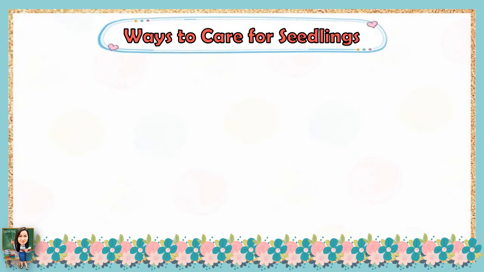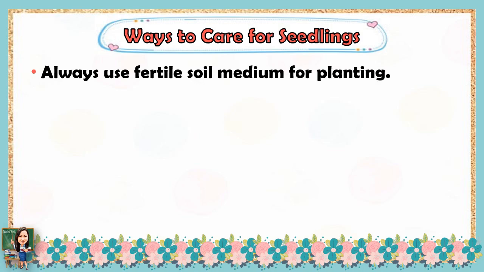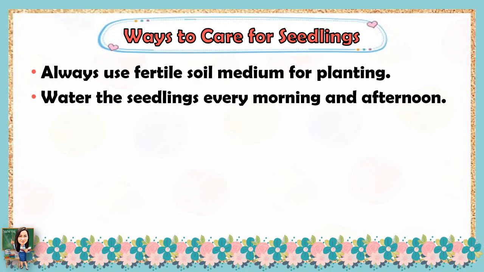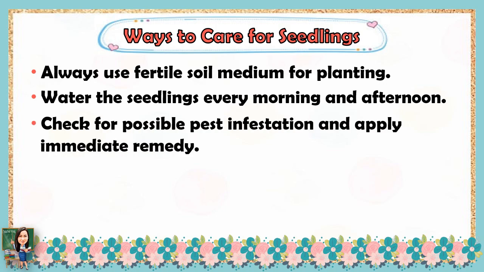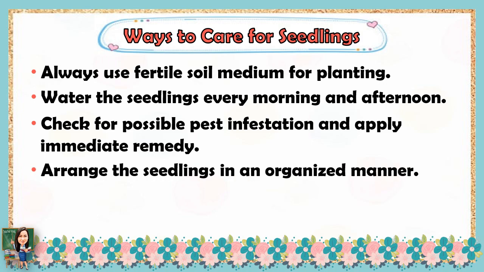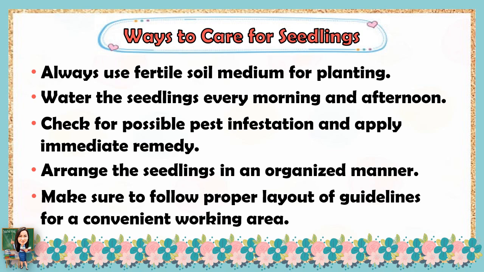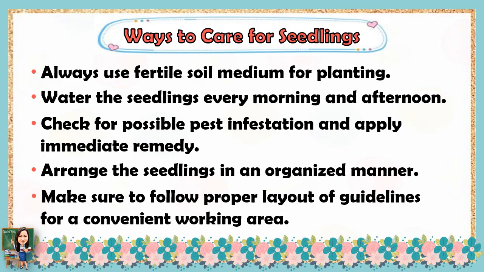There are different ways to care for seedlings. These are always use fertile soil medium for planting. Water the seedlings every morning and afternoon. Check for possible pest infestation and apply immediate remedy. Arrange the seedlings in an organized manner. And make sure to follow proper layout guidelines for a convenient working area.